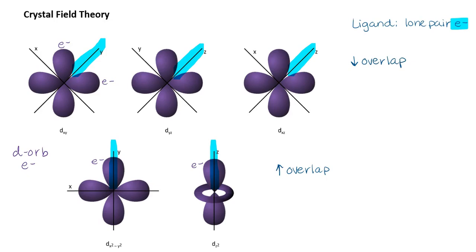Greater overlap means that there is greater repulsion because you have like charges. You have negative charges in both locations. The top three experience less repulsion. Greater repulsion results in a higher energy, and lesser repulsion results in a lower energy.